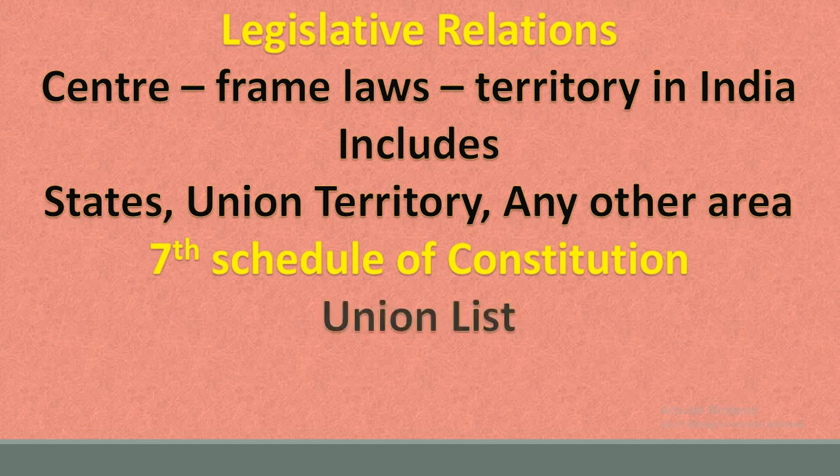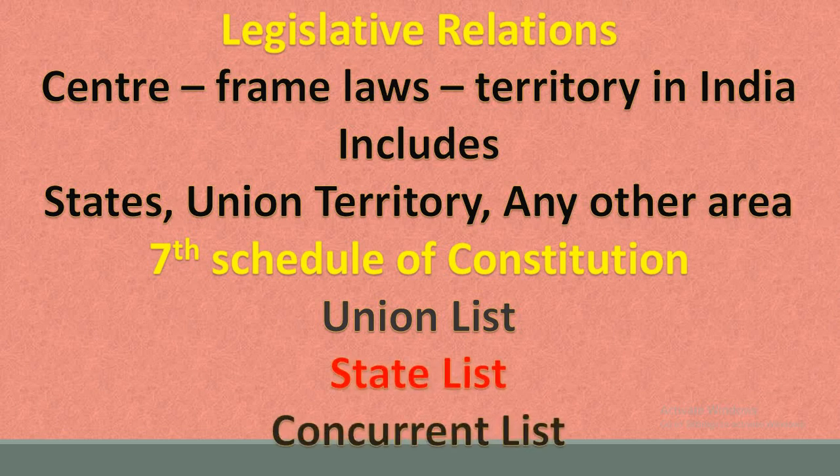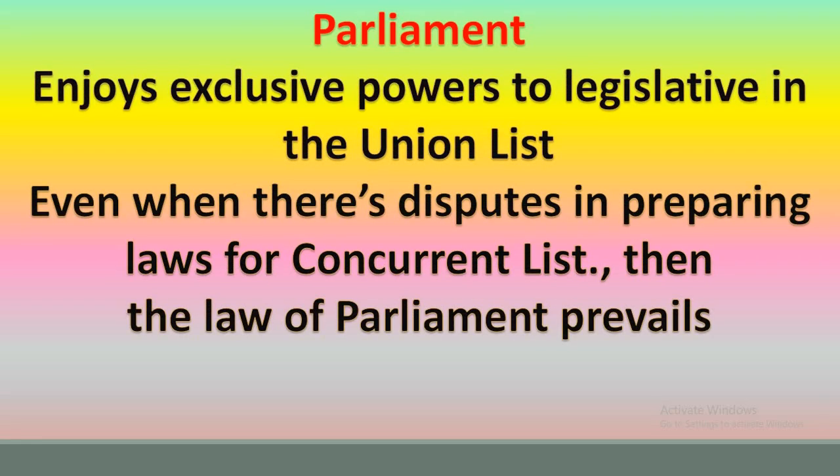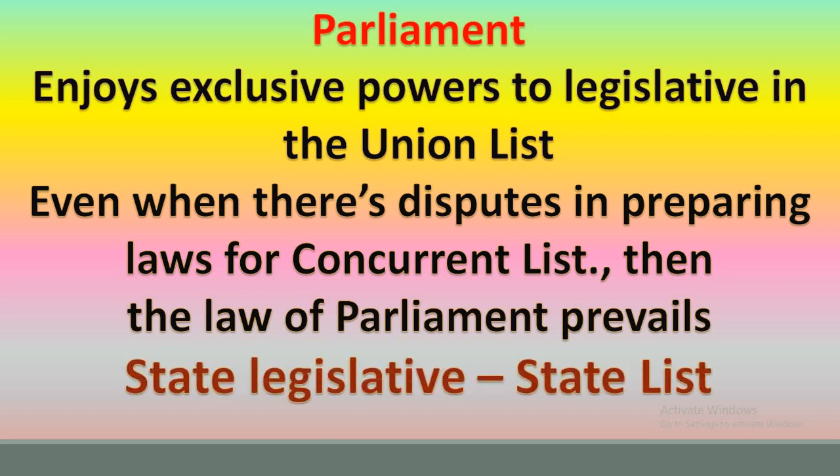We have three types of list: union list, state list, and concurrent list. Parliament enjoys exclusive power in preparing nationwide legislation. So when there is a dispute between the union and the state in preparing the law for the concurrent list, Parliament prevails. Parliament comes first to prepare in proper way. And for the state list, the state legislature takes the position.